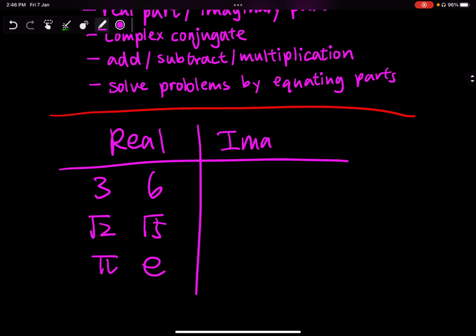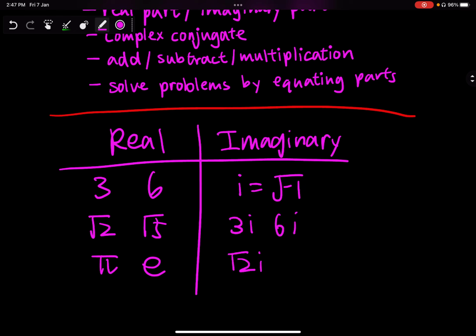And imaginary numbers are what doesn't exist on a number line, and the most basic one is i, which is basically the root of -1, and you can't find this on a number line. And anything with an i is also a complex number. So for example, 3i, 6i, root 2i, root 5i, all of this classifies as imaginary.